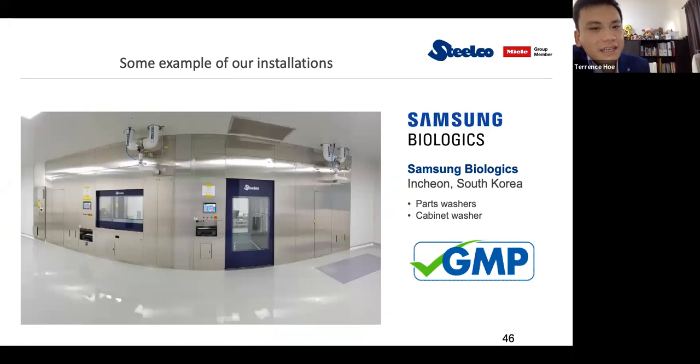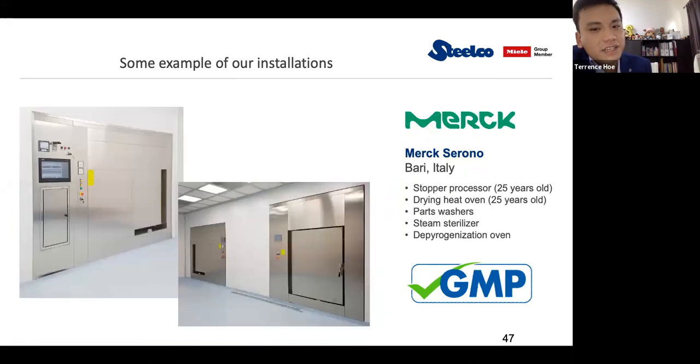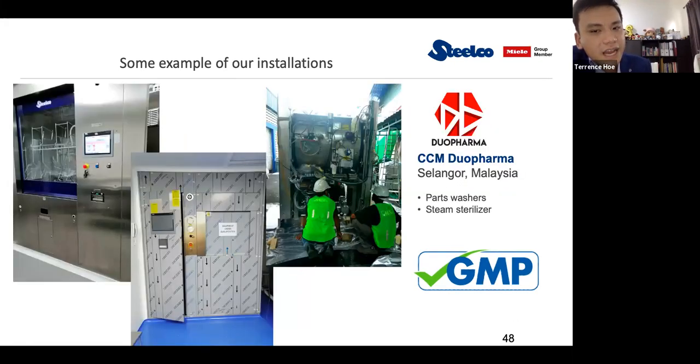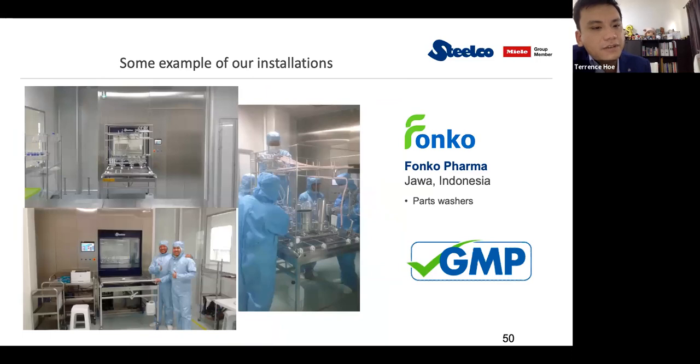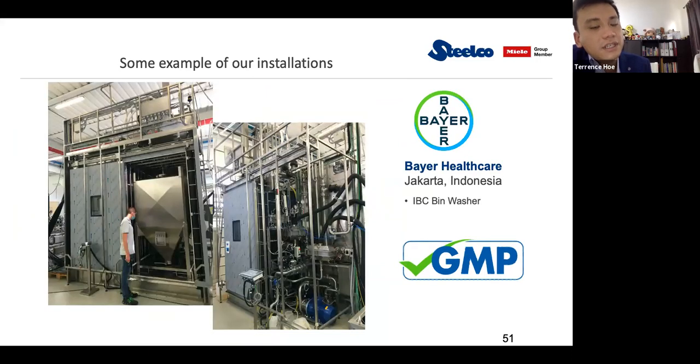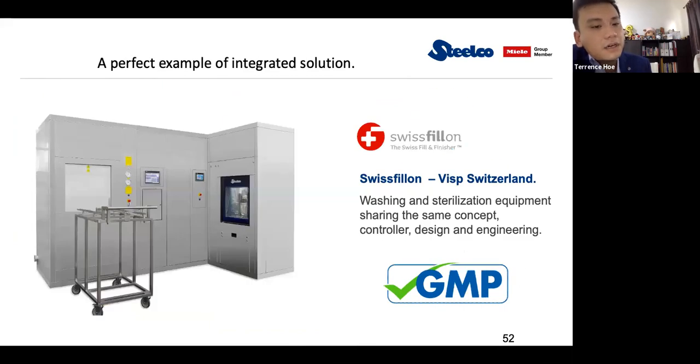Okay, 35 minutes. So these are some examples of the installations that we have all around the world. In South Asia, for example, Bionet, Fonco. And of course in Indonesia, we have some very important installations, for example Bayer for Redoxon and Berocca effervescent products. Then there is also some combination systems for washing and sterilizing.